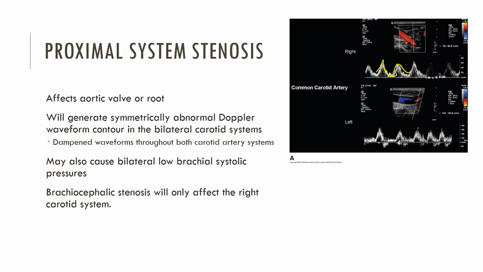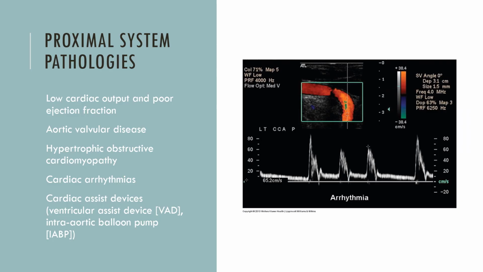This can also cause bilateral low brachial systolic pressures. Now, if I have just one, blood pressure is what we're referring to here. If I have just one brachial pressure that's low and the other is normal, that could indicate that actually there is a lesion, but that lesion would be more towards the subclavian than in the heart itself. The brachiocephalic stenosis can affect only the right carotid system, whereas aortic stenosis, depending on where it is, would affect both. So proximal system pathologies that we're going to look at now, first of all, low cardiac output.